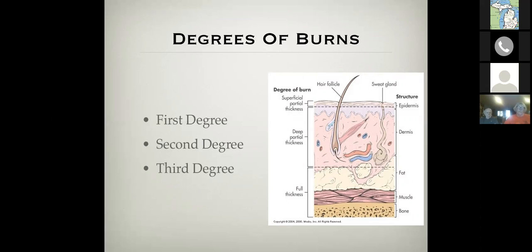Now, first and third are pretty straightforward, where you're going to be able to tell, yes, that is a first degree burn, and yes, that is a third degree burn. But with second degree burns, we begin to classify them into 2 different types. And we'll talk a little bit more on that when we get to the second degree burn.